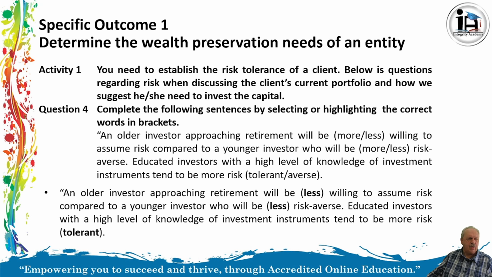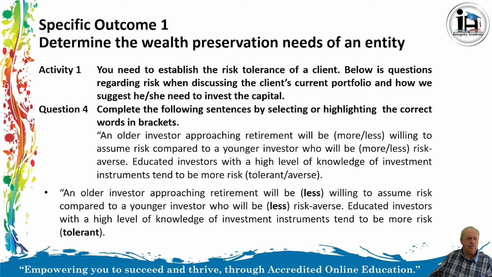Right, let's have a look at question 4. Complete the words in the following sentence by selecting or highlighting the correct words in brackets. Right, so I'm just going to read the answer here. An older investor approaching retirement will be less willing to assume risk compared to a younger investor who will be less risk averse. Educated investors with a high level of knowledge of investment instruments tend to be more risk tolerant.